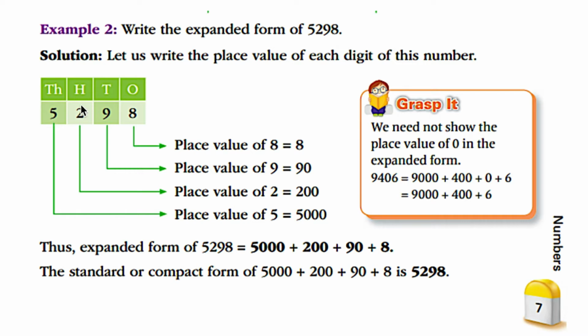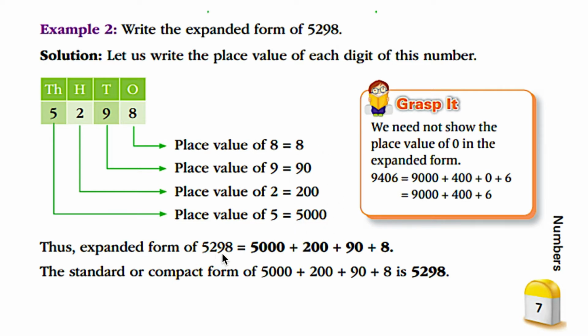Then place value of digit 2 at hundreds place. How many hundreds do we have over here? 2 hundreds. So that is 2 multiplied by 100, 2 times 100, so that is 200. Then the place value of digit 5 at thousands place. How many thousands do we have in this number? 5 thousands. 5 times 1000, 5 multiplied by 1000. So that is equal to 5000, 5 followed by 3 zeros. So these are the place values of each of the digits.